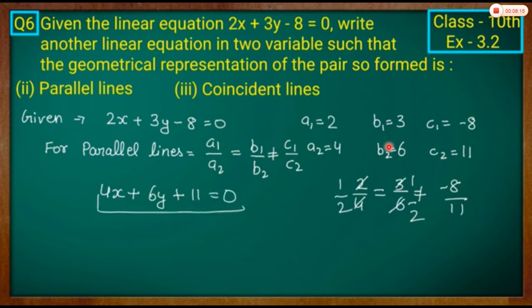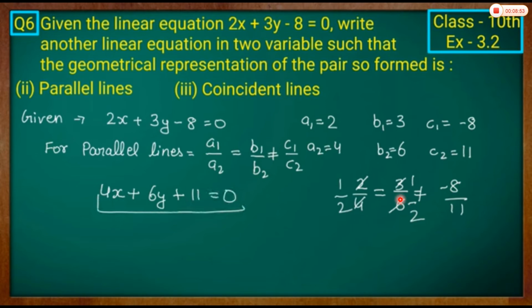You can take any values for a2, b2, c2, but these values must satisfy the condition a1 by a2 equal to b1 by b2 not equal to c1 by c2. Here the first equation is 2x plus 3y minus 8 equal to 0, so a1 equal to 2, b1 equal to 3 and c1 equal to minus 8. Now we take a2 equal to 4, b2 equal to 6 and c2 equal to 11. Now 2 by 4 equal to 3 by 6, and here is minus 8 by 11.